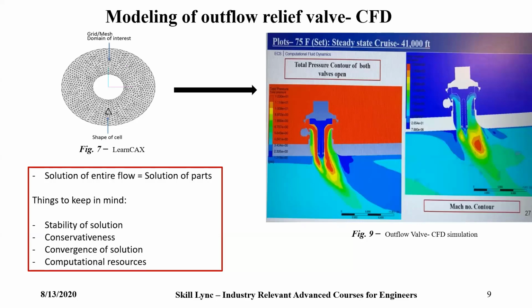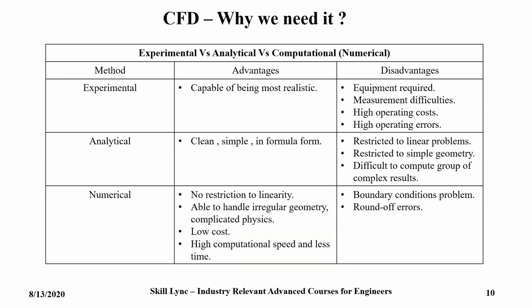The right-hand side is the Mach number contour, which means the Mach number of the air inside the cabin is low, and it becomes higher as it moves outside into the atmosphere. The reason I showed this picture is because it gives you an idea of how well you can visualize certain flow characteristics that are important for you to make a decision on the outflow valve. And CFD is very helpful in doing so. So this is an overview of why we need CFD.